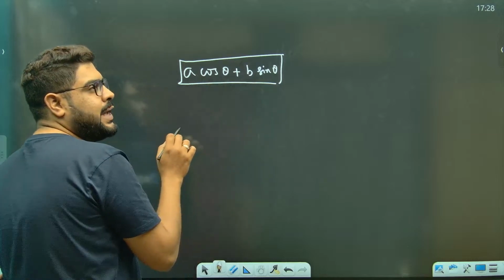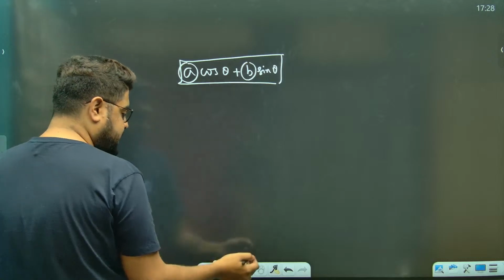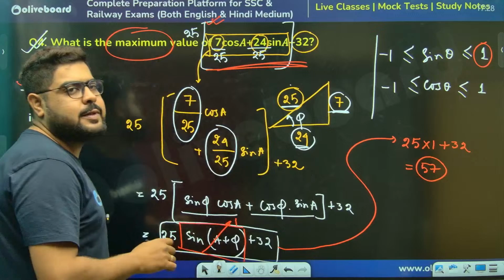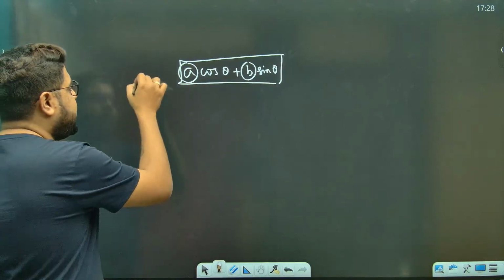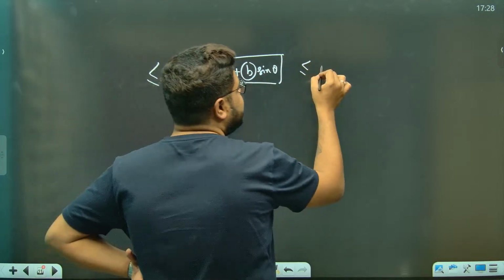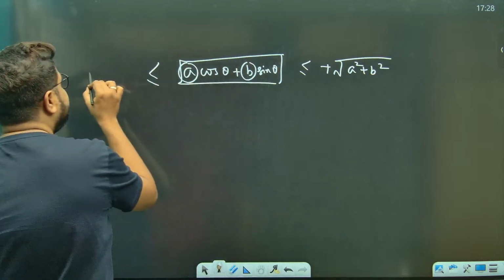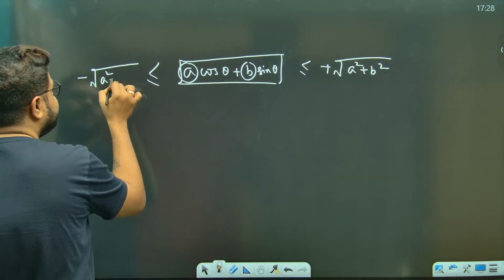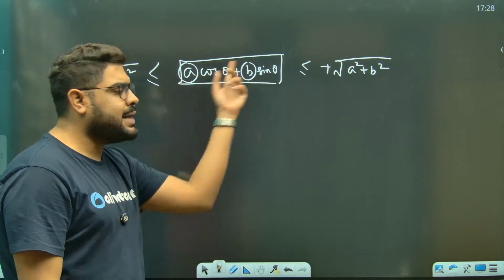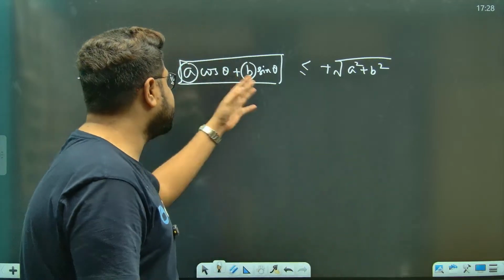So the first thing you are doing, you see what we are doing? Root over A square plus B square, I'm dividing with, because that was our hypotenuse. Root over 7 square plus 24 square is 25. And I need to take that as common. So the maximum value, always remember, is plus root over A square plus B square, and the minimum value is minus root over A square plus B square. Remember this. It does not matter whether sine is here or cos is here, whether they have interchanged their positions.